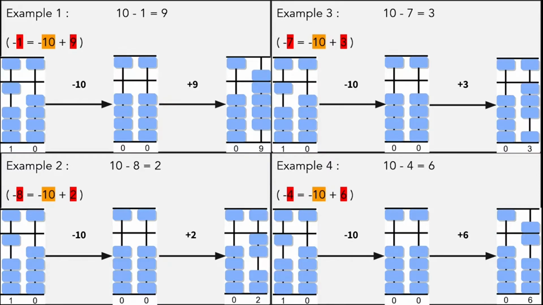Now let's do several example questions. So in this slide, look out for the numbers highlighted in red. They add up to the number 10 and are complementary numbers. So for example, in example 1, 10 minus 1 is the same as 10 minus 10 and then plus 9. I am supposed to take away 1, but by taking away 10, I remove 9 more than I'm supposed to. So this gives us a value of 1.